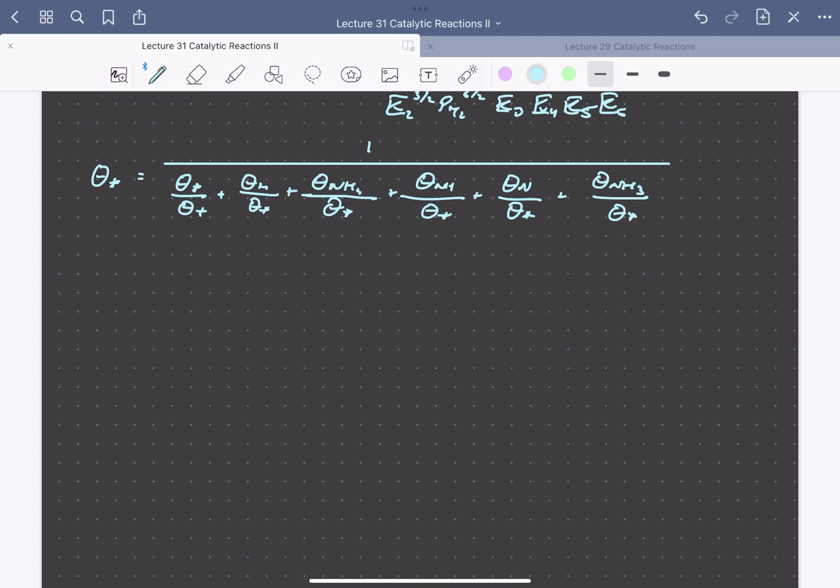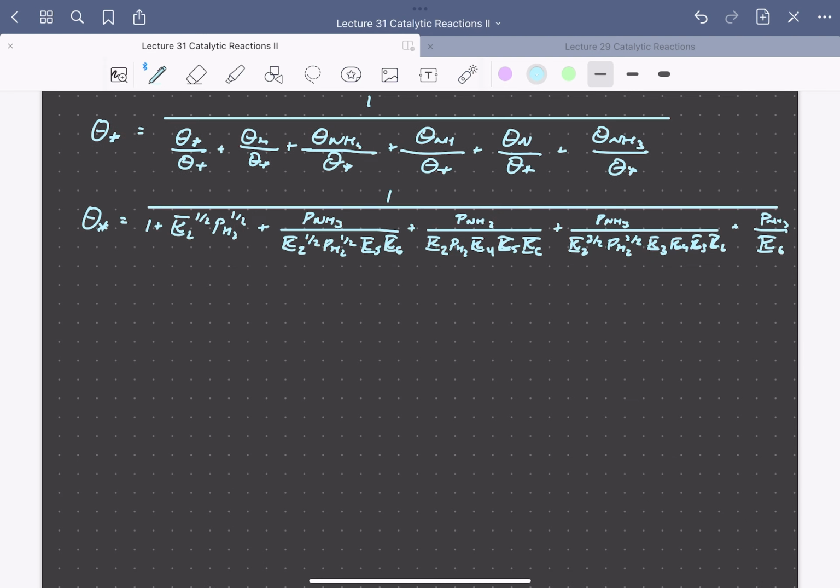So skipping forward, I'll just show you the overall expression since it's a little bit cumbersome. So here's our final expression, and this term is associated with the vacant site coverage divided by the vacant site coverage. Here's our coverage of hydrogen divided by the vacant site coverage. This is our expression for NH2, NH, N, and then finally for ammonia.